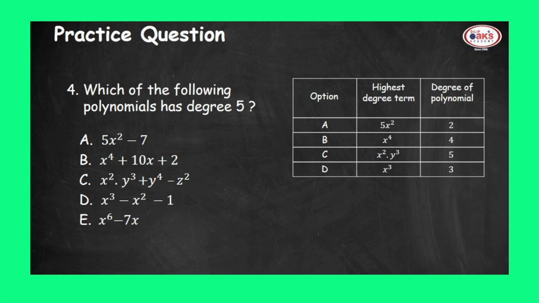Now, since this is a single answer correct type, actually we shouldn't find out the degrees of remaining options, but still let us figure it out. So in option D, you can see the highest degree term is x cubed, therefore degree of that polynomial is 3. And lastly, in option E, the highest degree term is x power 6, therefore degree of that polynomial is 6. However, read the question carefully. It is asking us to identify that polynomial which has degree 5, and that job we have already done. It is option C. So we'll mark option C to conclude this question successfully.